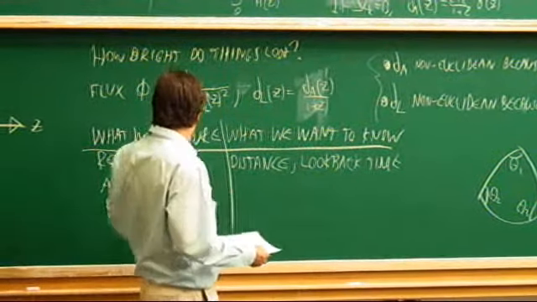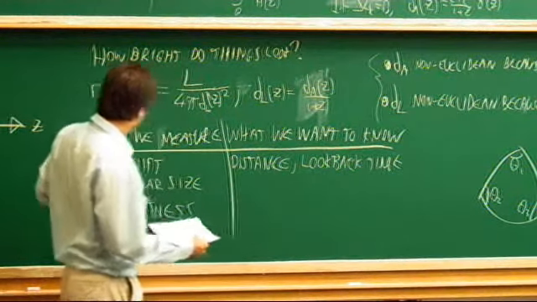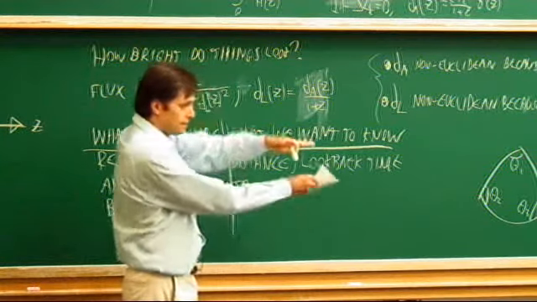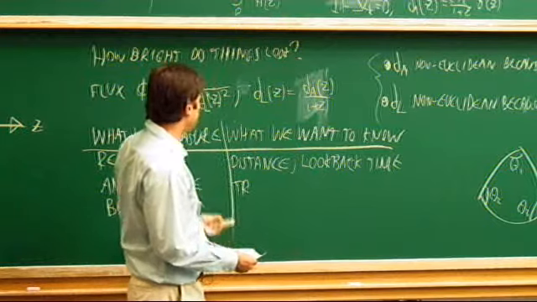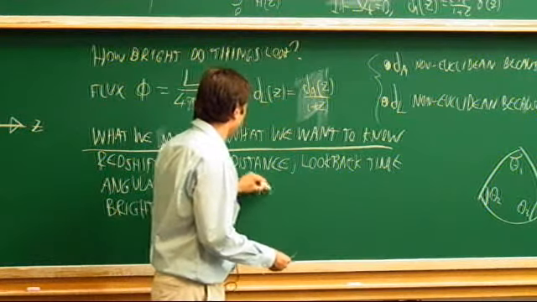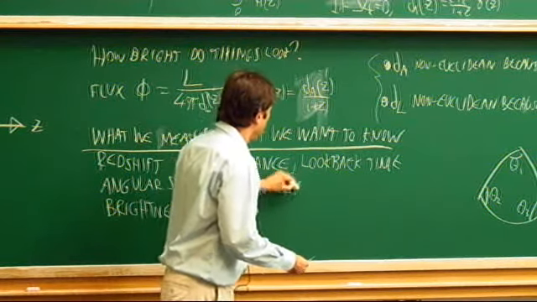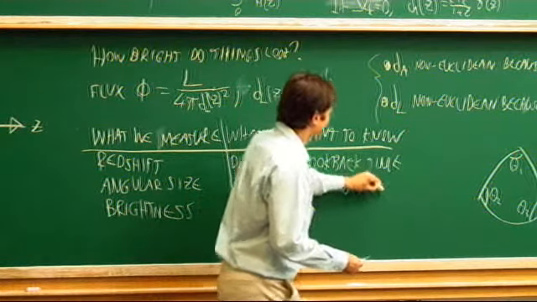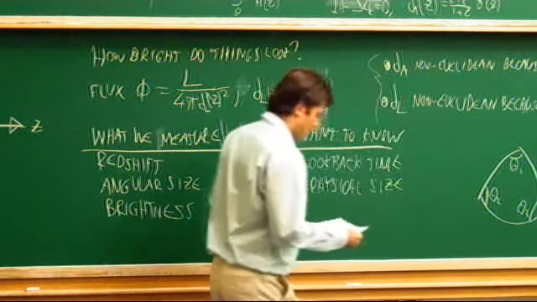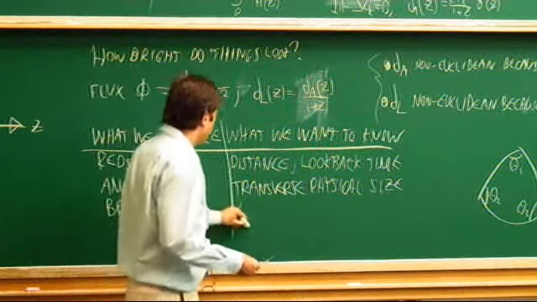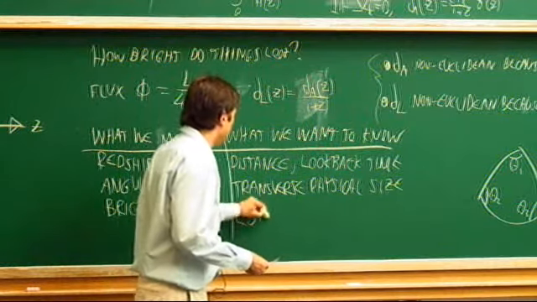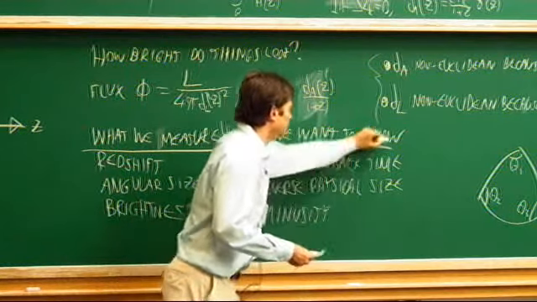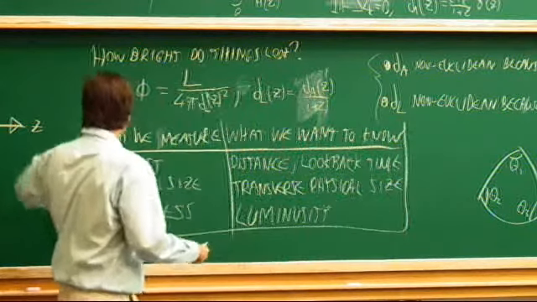And then we might want to know, instead of, we measure the angular size, but we might want to actually know the transverse physical size. How many light years wide was it? And we measure the brightness, but we would like to connect that to the physical property, the luminosity. And we've now looked at all of the key equations for this.